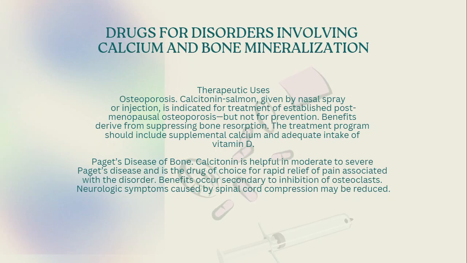Therapeutic uses: osteoporosis. Calcitonin salmon given by nasal spray or injection is indicated for treatment of established postmenopausal osteoporosis, but not for prevention. Benefits derive from suppressing bone resorption. The treatment program should include supplemental calcium and adequate intake of vitamin D.